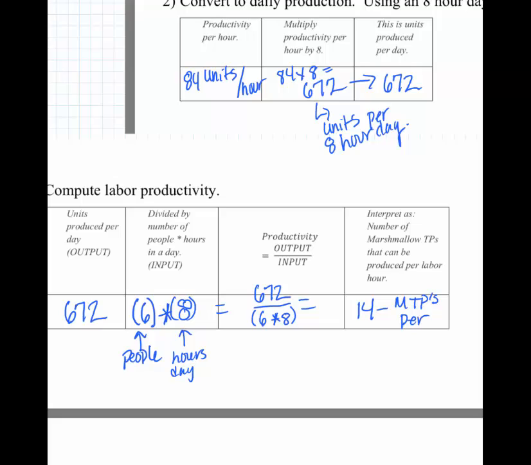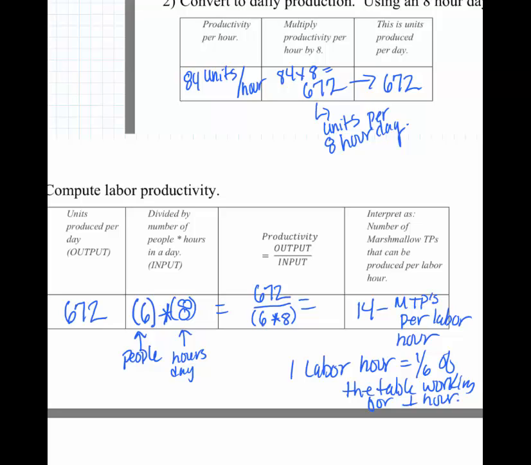per labor hour. But remember, 1 labor hour equals 1 person at your table working for 1 hour. So essentially, in my case, it's really 1/6 of the table working for 1 hour. I think that's where some of the confusion comes in.